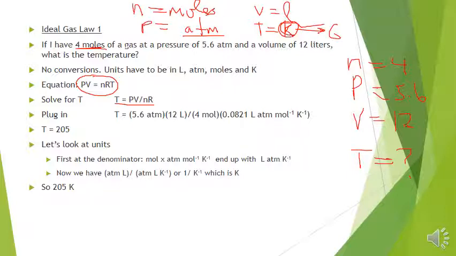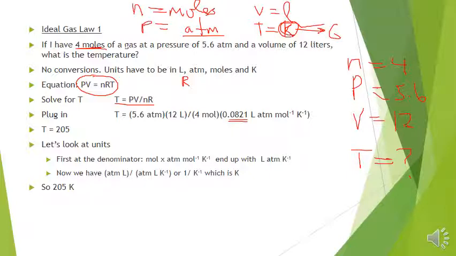Okay, now R. What is R? As long as these units are what they are, your R is going to be equal to 0.0821, and I'll give that to you. Now, you don't have to worry about the units. It'd be great if you could figure out the units, but they're kind of tough, okay? So I just want you to do the math.